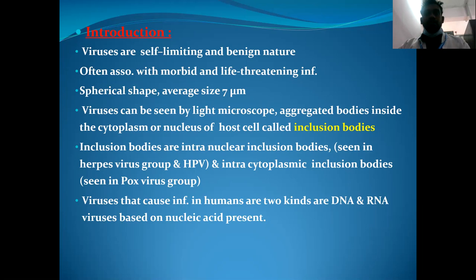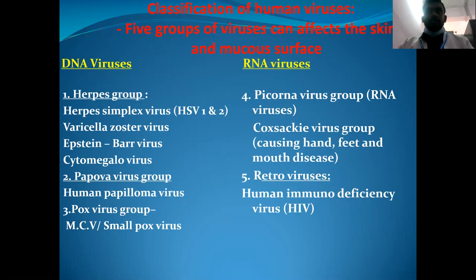Viruses that cause infections in humans are basically of two kinds. They can be DNA viruses or RNA viruses, based on the nuclear material present in the particular virus. Coming to the classification of human viruses, there are 5 groups of viruses that can affect the skin and mucosa, and they can again be DNA or RNA viruses. Among the DNA viruses, we have the herpes group, which includes herpes simplex virus 1 and 2, varicella zoster virus, Epstein-Barr virus, and cytomegalovirus. The second group of DNA viruses is the papilloma virus group, which includes human papilloma virus. The third group is the pox virus group, which includes smallpox virus as well as molluscum contagiosum virus.